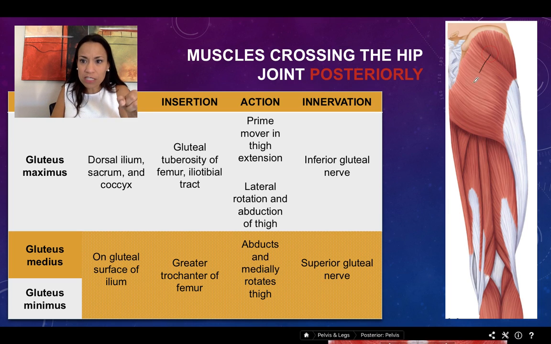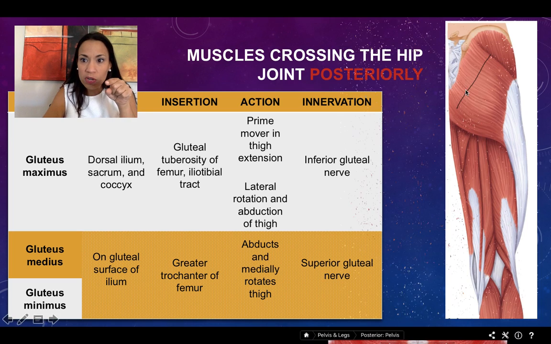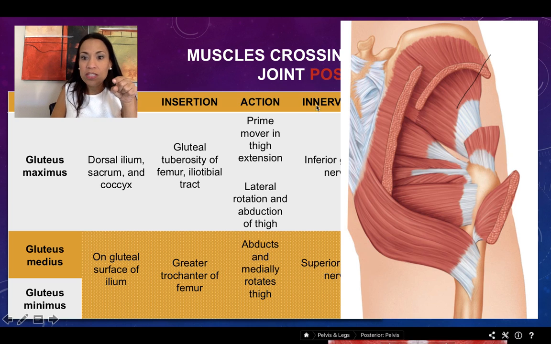Let's cut this gluteus maximus, and then we're going to see the other two underneath. This is gluteus maximus. They cut in here. Here we can see gluteus medius. They cut it too, and underneath, gluteus minimus.